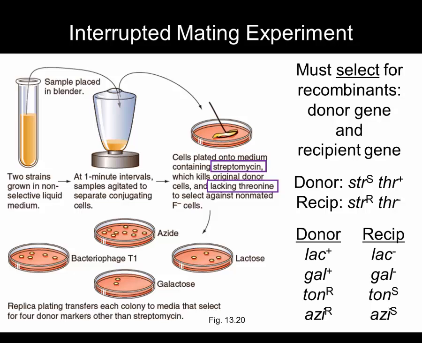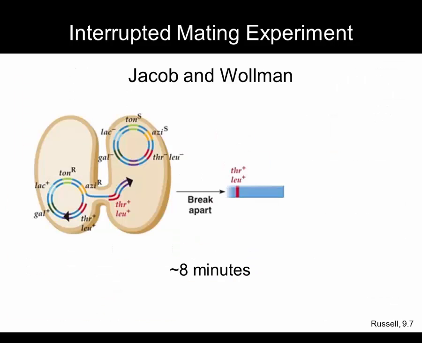We can see how long it takes for colonies to first show up on each plate, and how the number of colonies changes based on how long we allow the mating to occur. In the interrupted mating experiment, you shouldn't expect to see any recombinant colonies in the first few minutes. Think about why that might be.